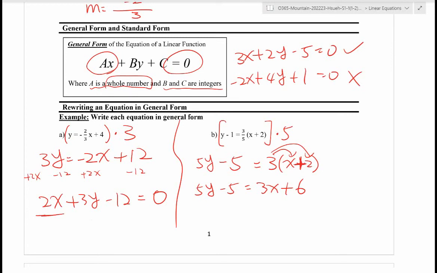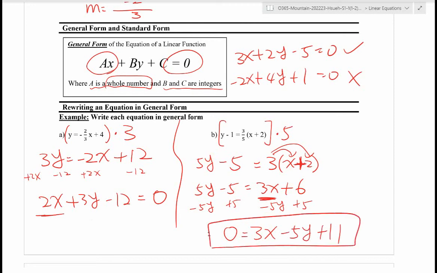Again, the goal is to make x positive. So right now, x is positive on the right. That means I'm going to move everything to the right. So minus 5y here, plus 5, minus 5y here, and plus 5. Therefore, the left-hand side will be 0. And on the right-hand side, I have the 3x still. I have the minus 5y, and 6 plus 5 is 11. And there is your general form.